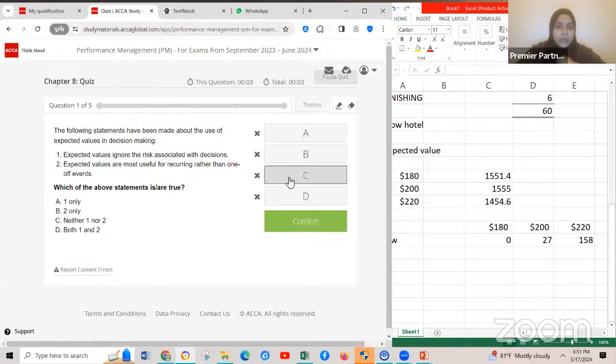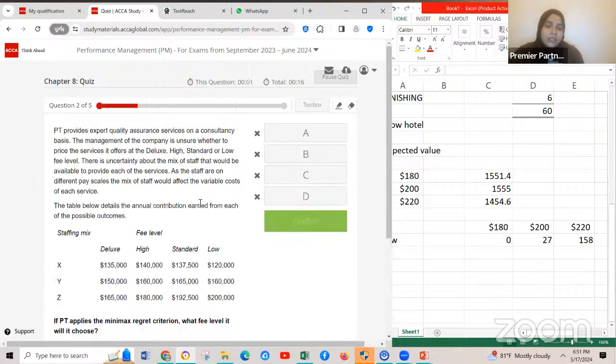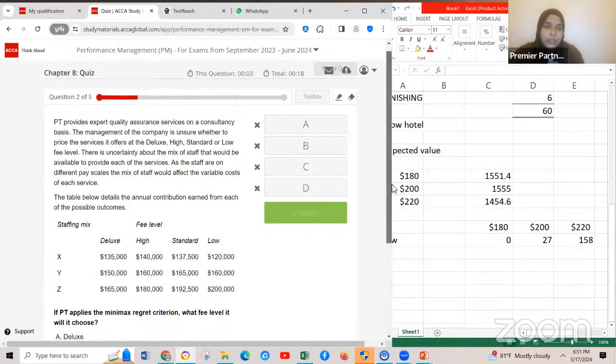Which one? This one I'm just going to guess. Expected value ignores the risk associated with decision making. Expected values are most useful for recurring rather than one-off events. Expected value, they ignore risk, right? But they take into account uncertainty.